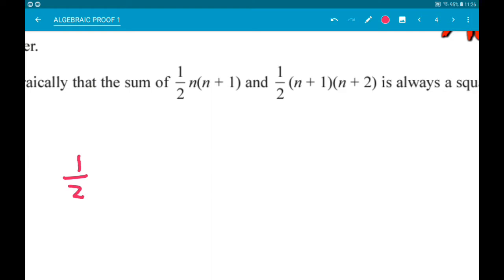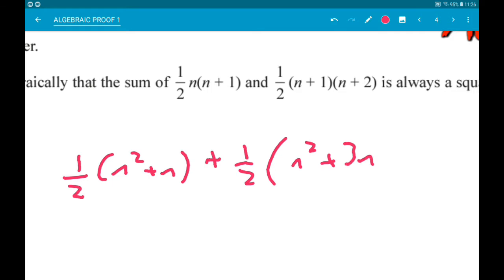Now I'm going to expand the n with the n add 1. So this is 1/2 n squared add n. Add 1/2. Now I'm also going to expand n add 1 times n add 2. So that's going to give us n squared add 3n add 2.